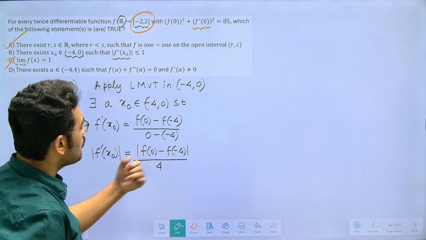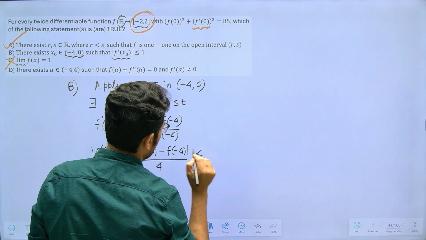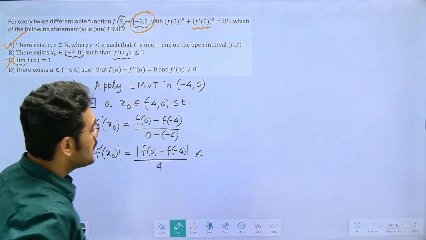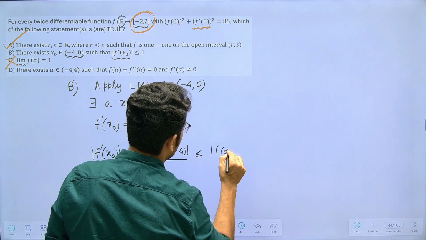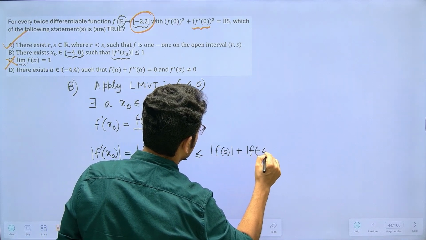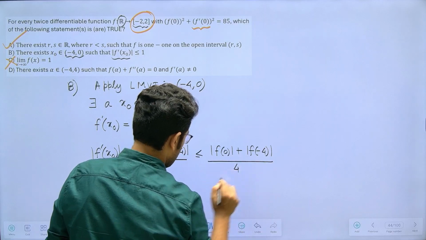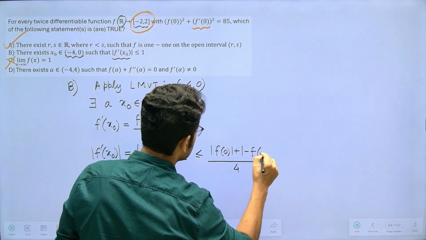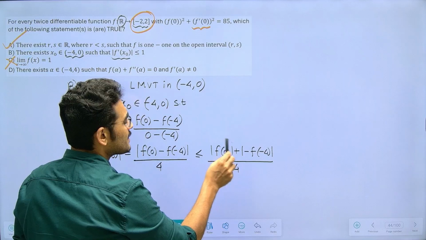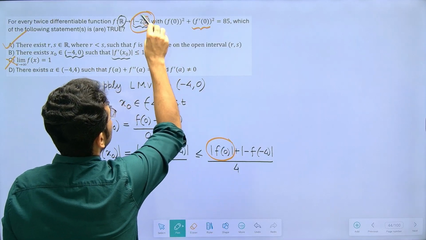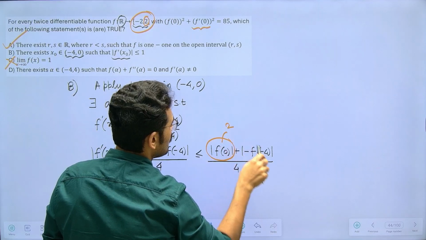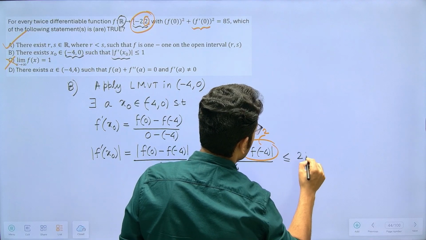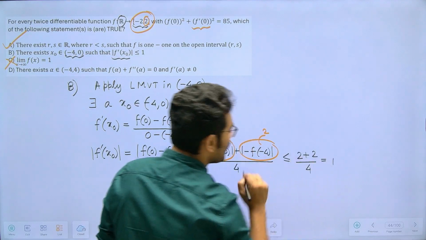Okay. And mod of a minus b is less than or equal to, what is the maximum value of this quantity? This is less than or equal to mod f0 plus mod f of minus 4, using the modular inequality. We can include the minus inside also, no problem: mod f0 plus mod of minus f of minus 4. And what is the maximum value of mod f0? As per the codomain, the maximum value is 2. This one has maximum value 2 and this one also has maximum value 2. So it is less than or equal to 2 plus 2 by 4, that is equal to 1.